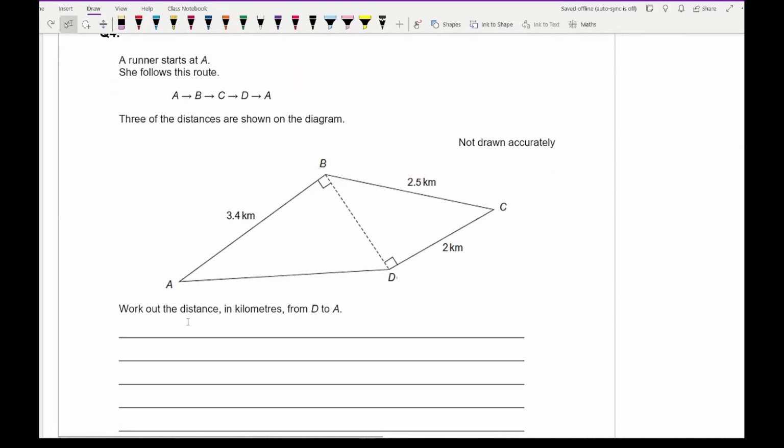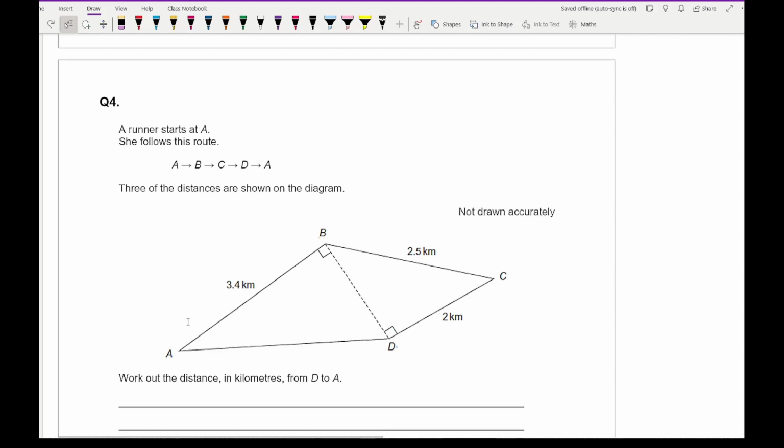Then moving on to question 4, it says that a runner starts at A. She follows this route of A to B, B to C, C to D, D to A. 3 of the distances are shown on the diagram. Work out the distance in kilometres from D to A. So we want to work out what this length here is. Now, in order to work that out, I also need to work out what this length here is. Now, notice that that is a right angle triangle.